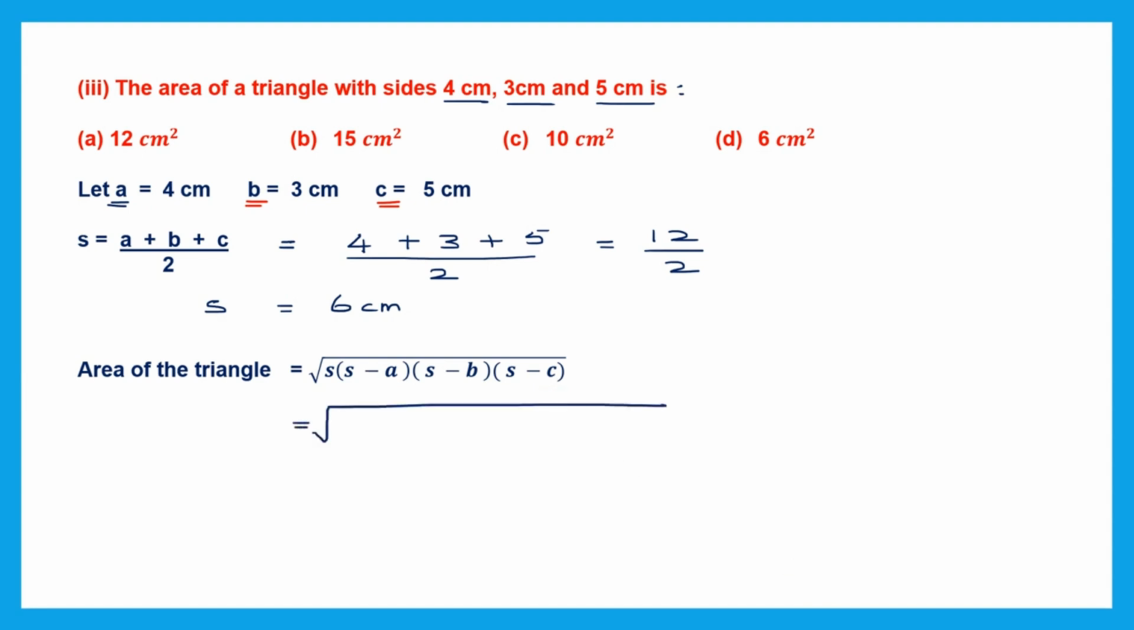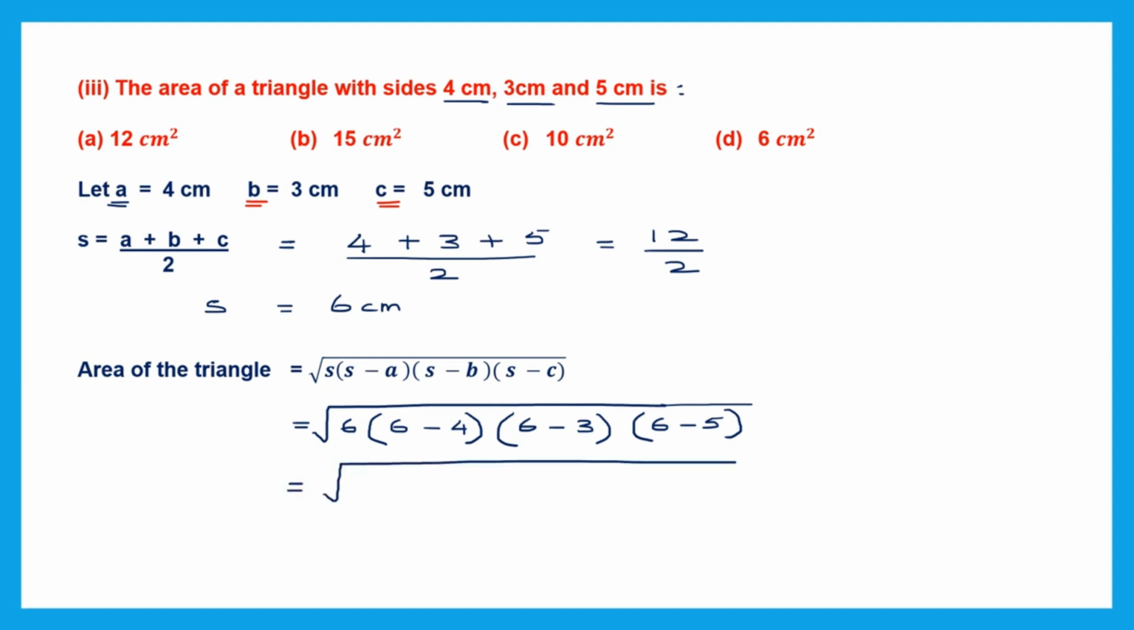triangle. So S we found out to be 6, into 6 minus A. 6 minus A is 4, into 6 minus B, and B is 3, into 6 minus C, which is 5. So we have just substituted the values here. Now let's simplify this. This becomes 6 into 2 into 6 minus 3 is 3 into 6 minus 5 is 1.